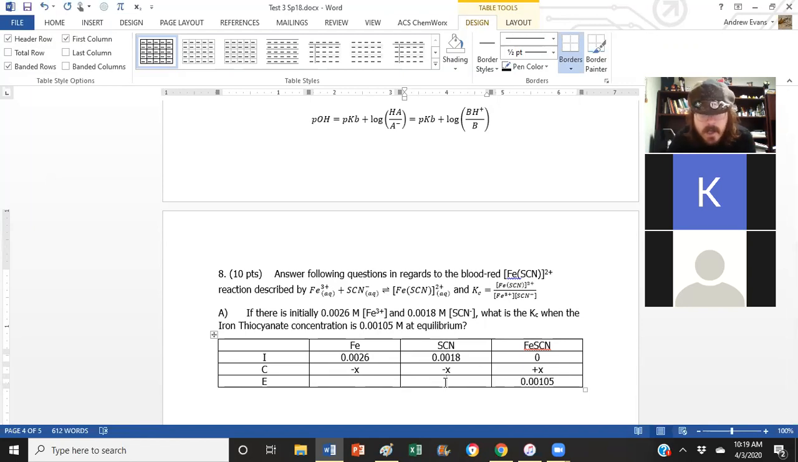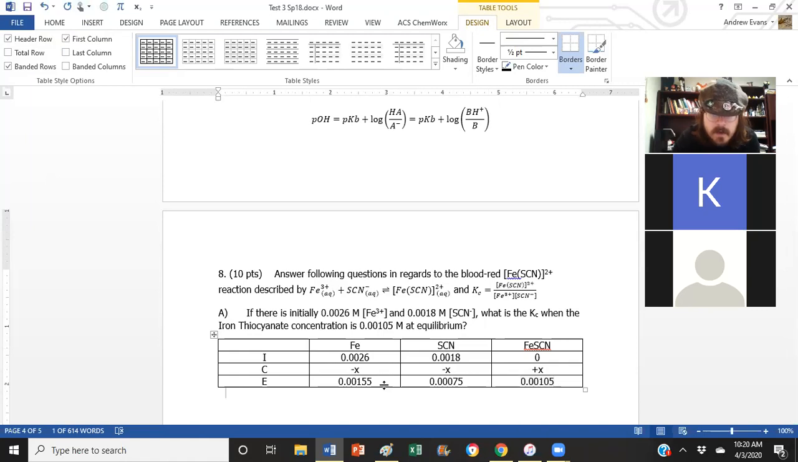So with that in mind, how much thiocyanate must remain? If we have 0.0018 and we've lost 0.00105, we would have 0.00075. Same thing. If I started with 0.0026 and I lost 0.00105, I would have 0.00155. What I've done is I've just taken this number and subtracted this number.